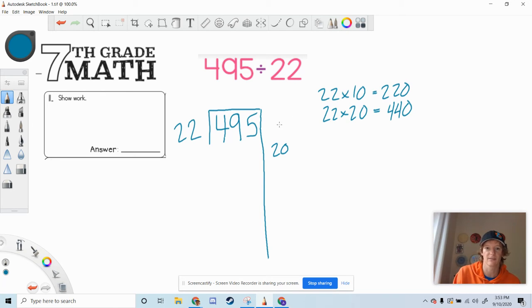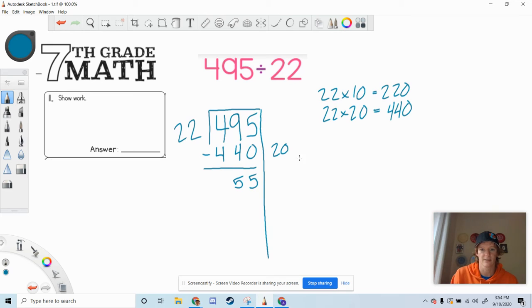I'm going to say, well, I'm counting how many 22s are in 495. I know there's at least 20 because that would be 440. And I'm going to subtract: 5 minus 0 is 5. 9 minus 4 is 5.